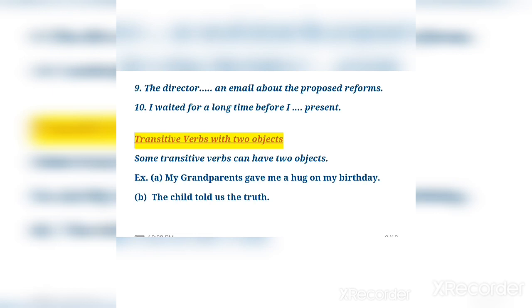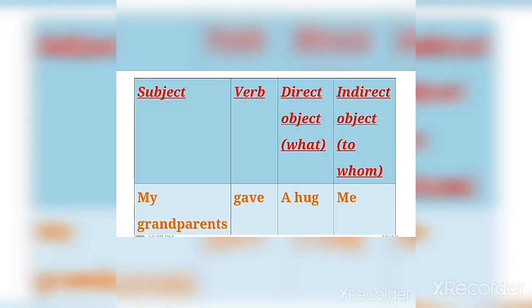So let's talk on that. Some transitive verbs can have two objects. See how? Example 1 is saying, my grandparents gave me a hug on my birthday. Second says, the child told us the truth. Clear? Here I have distributed all the things. You can see subject, verb, direct object, and then after, indirect object.